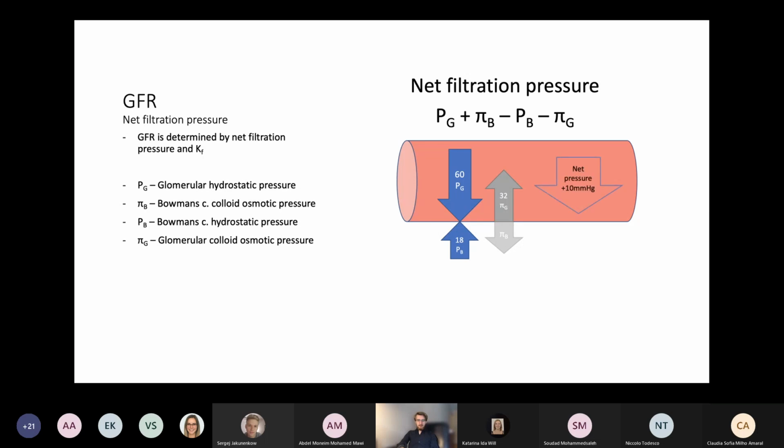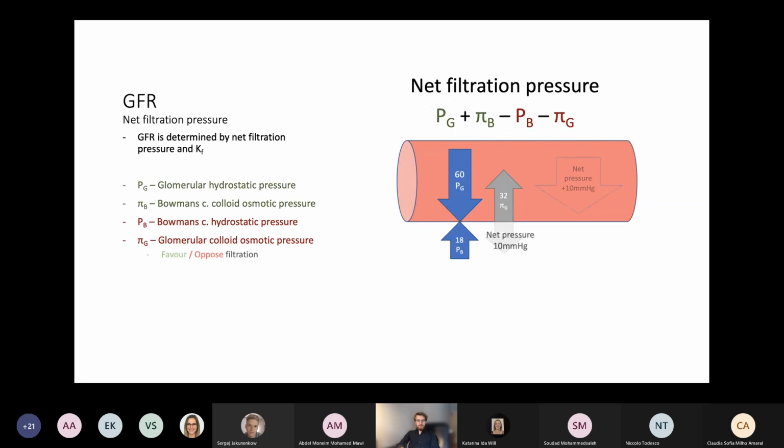I already touched upon what happens. Oh, yes. Well, we have a net filtration pressure. If you add all of these numbers up, keep in mind pressures are vectors, they add up, we'll have a net filtration pressure of 10 millimeters of mercury. All of this formula and all of these numbers are absolutely crucial to remember for your final examination. If you do not nail this, this is probably grounds for failure in the final examination.